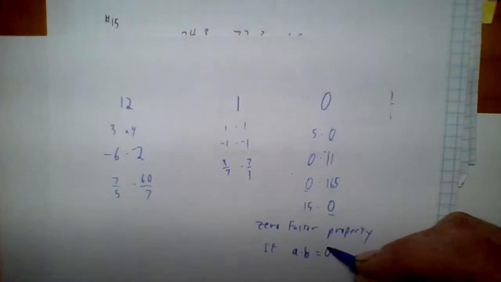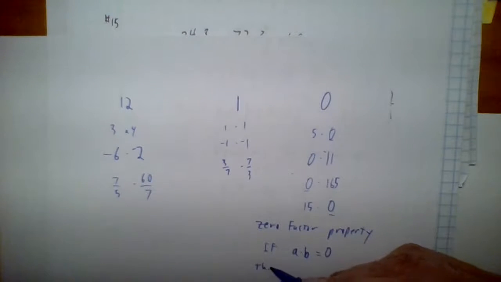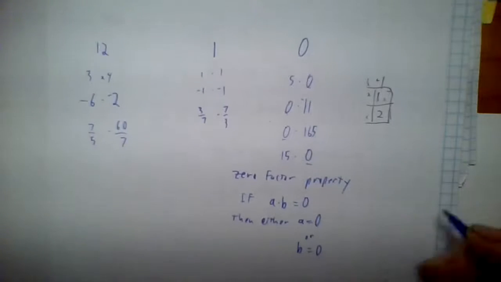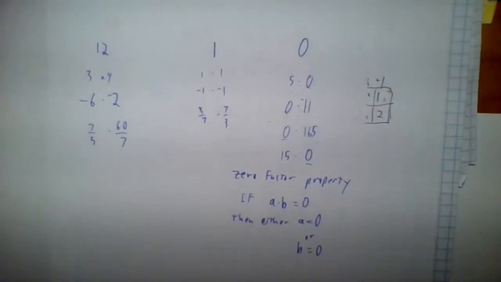But it says if we know that something times something comes out to 0, then we know that either A equals 0 or B equals 0. That's the property written out. It's just the way multiplication works. We're going to make that very useful when we're solving equations.